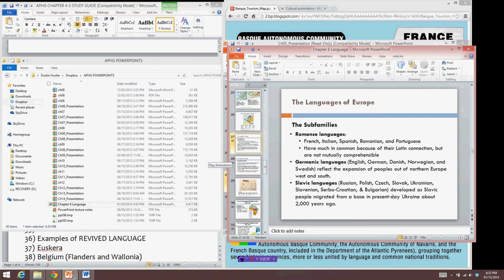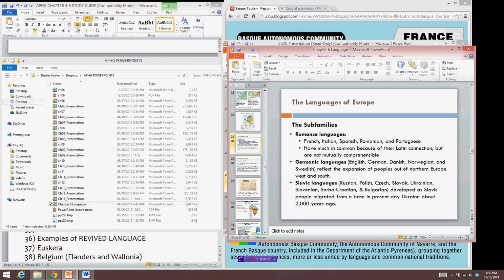And Slavic, the big one here is Russian, all right? Polish, Czech, Slovak, Ukrainian, Slovenian, and so on. All right, so just know maybe 2 or 3 of each of those. Make sure you can identify them if I ask you a multiple choice question, to be able to choose them from a list. All right, so moving on.